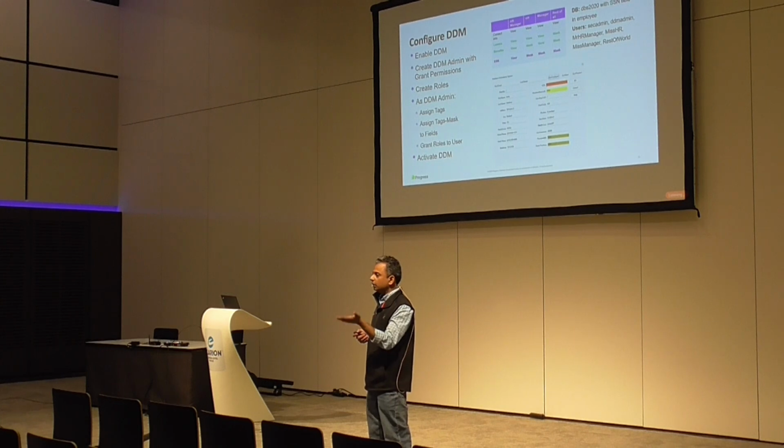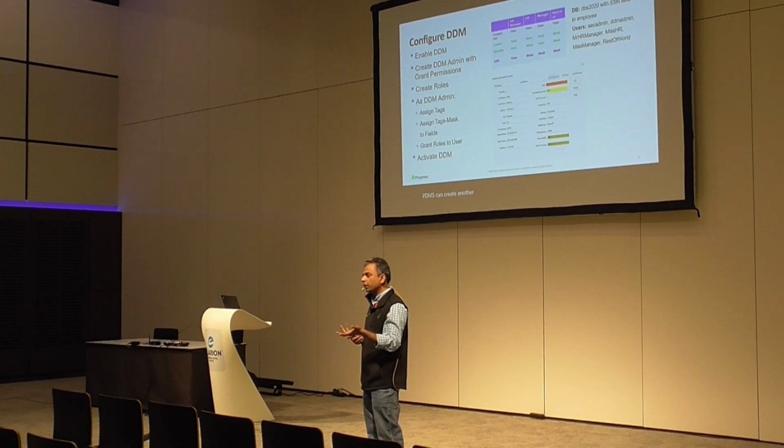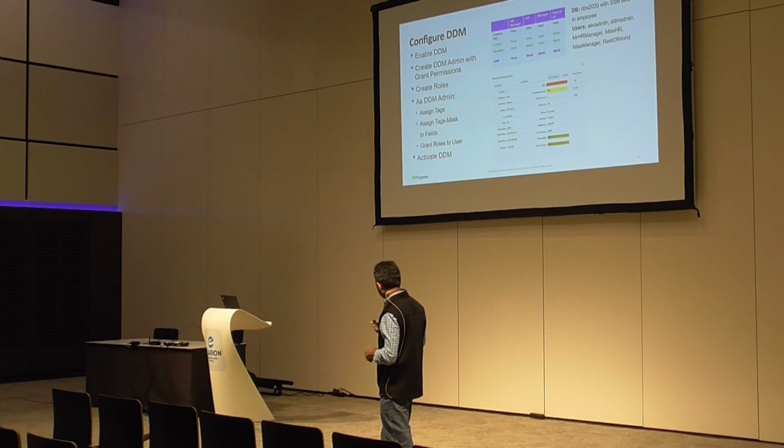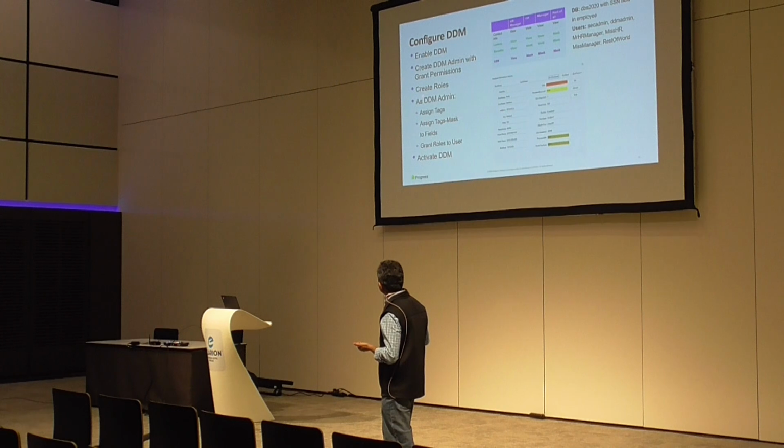If you create a DDM admin without the grant option, then that DDM admin will only be able to edit the DDM related configuration. They won't be able to make any other user a DDM admin. So based on your requirement, you create a DDM admin with grant privileges or without grant privileges. Then you create your required roles. In our case, we have created 3 roles. Same way you create your required roles. Then, as a DDM admin, perform the task of assigning tags to the fields. Last is to assign those roles to the users and activate the DDM.